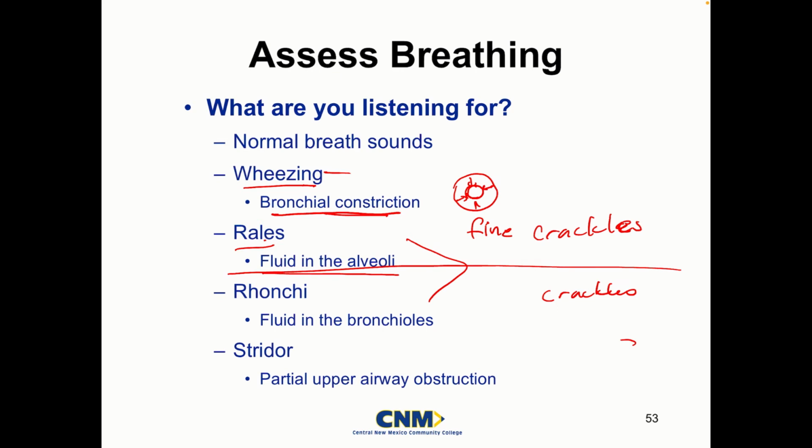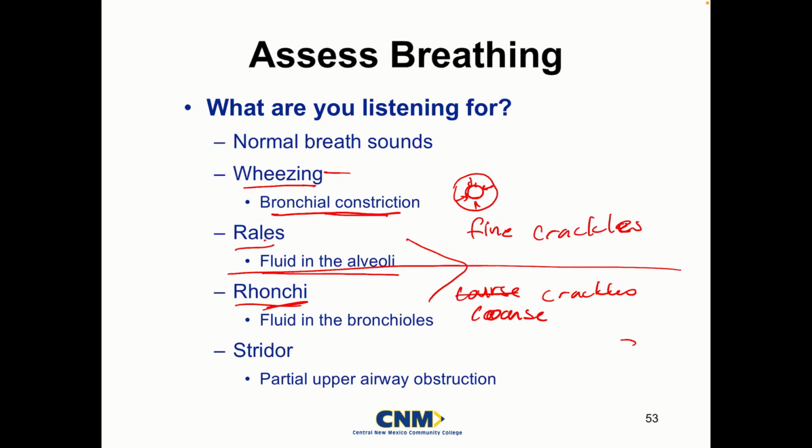The sound that you're hearing is the air trying to move around that small space and the fluid that's in it. Now, rhonchi generally happens above the alveoli, and so rhonchi is going to be a little bit rougher sound, so we call that coarse crackles. Coarse, meaning rough, right, not fine. Coarse crackles sound a little different. So instead of hearing a fine sanding sound as you hear with rales or fine crackles, rhonchi actually sounds like big bubbles.